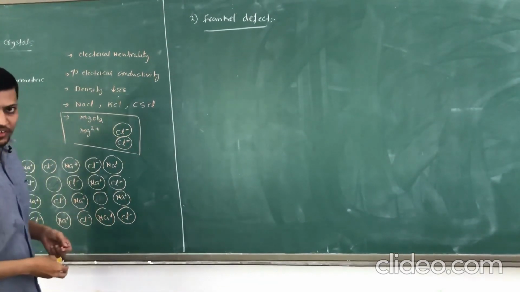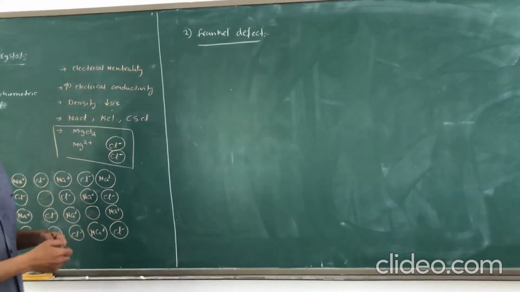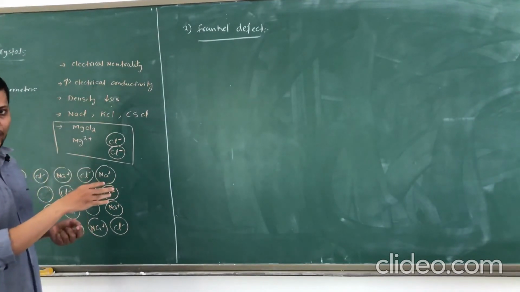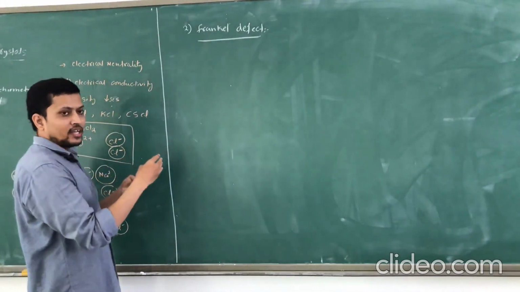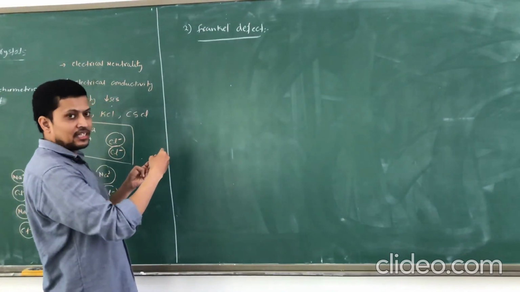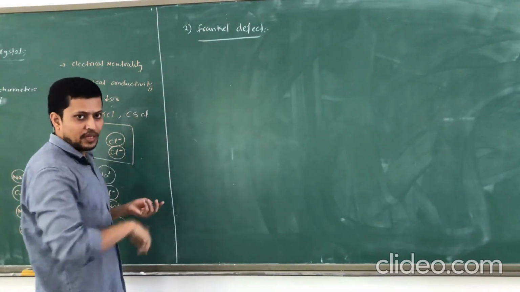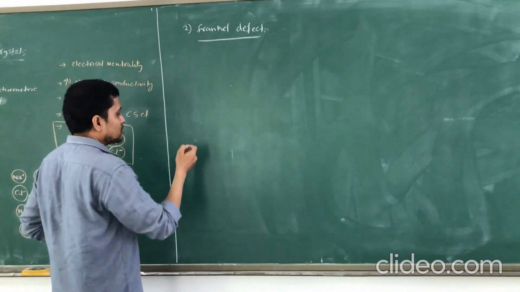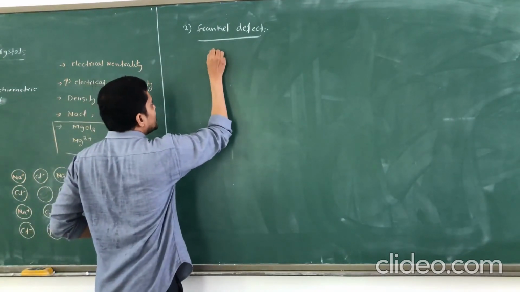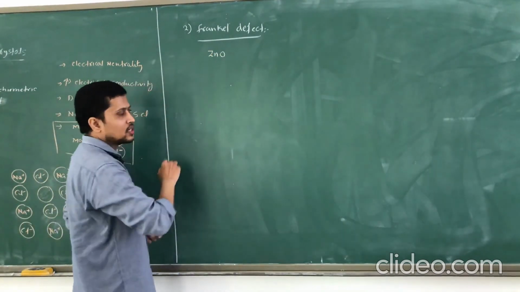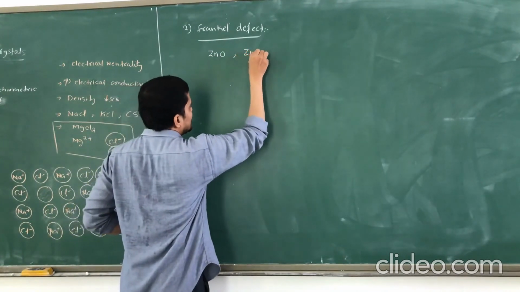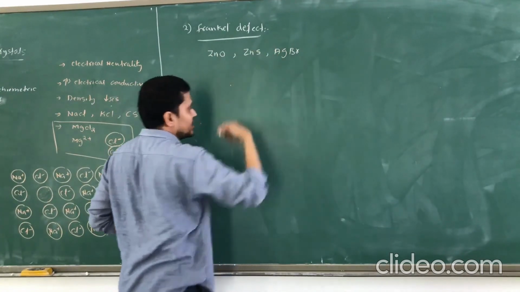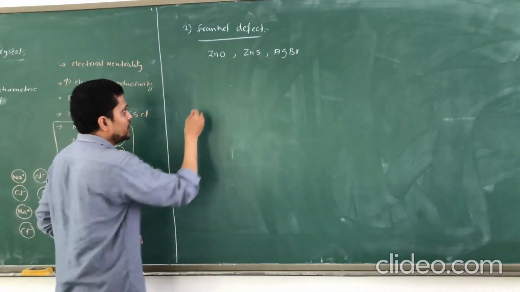So what is happening in the Frenkel defect? Here also there is no loss of electrical neutrality, because there is no missing of anion and cation at all. Only the cation is going to miss from its place and occupy some other space. We are going to understand that by taking one example. Suppose I am taking zinc oxide. I can take zinc sulfide also, I can take AgBr also. I can take many of these examples. Like AgBr, I am taking over here.